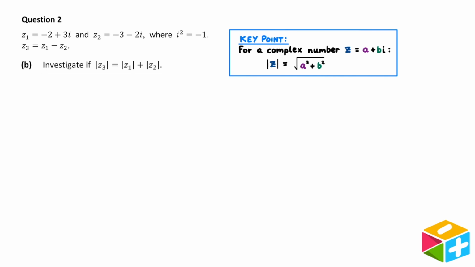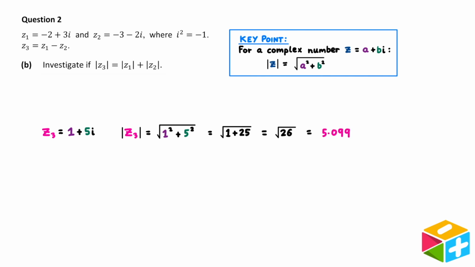In part A, we found that z3 is equal to 1 plus 5i. So we have a real component of 1 and an imaginary component of 5. To find our modulus, we square each of these and add them together, and then put the result under a square root. 1 squared is 1, and 5 squared is 25, so we end up with the square root of 26. We can type this in our calculator to convert it to decimal form, and we'll get 5.099. So we found the modulus of z3.